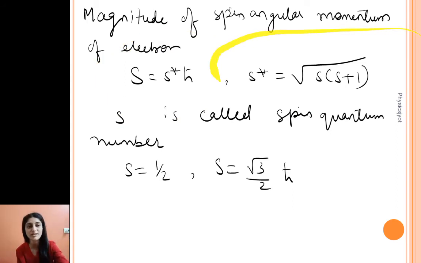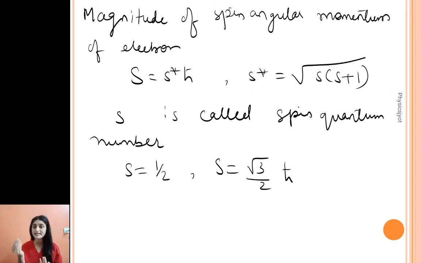In a similar way, we have a spin |S| = √(S(S+1)) ħ. Here this S is called the spin quantum number, and when experiments were done, it was found that it has a fixed value. S is equal to 1/2, and spin angular momentum has a fixed value, |S| = (√3/2) ħ.